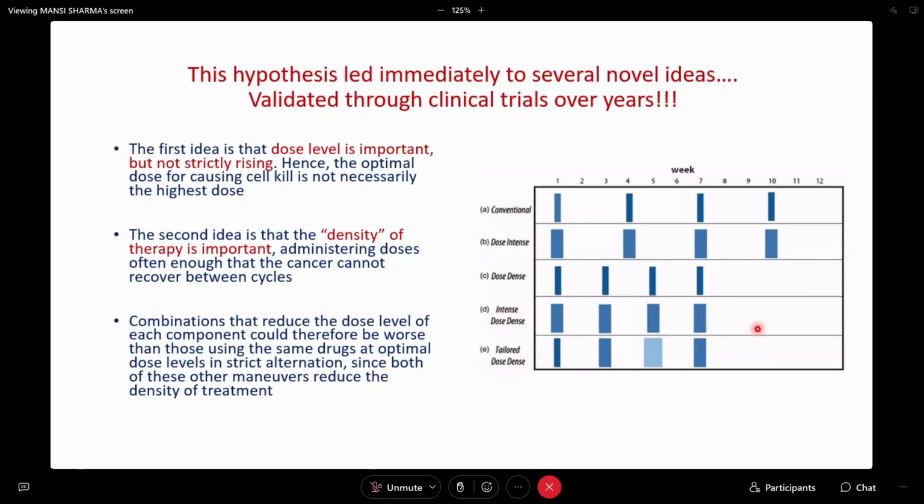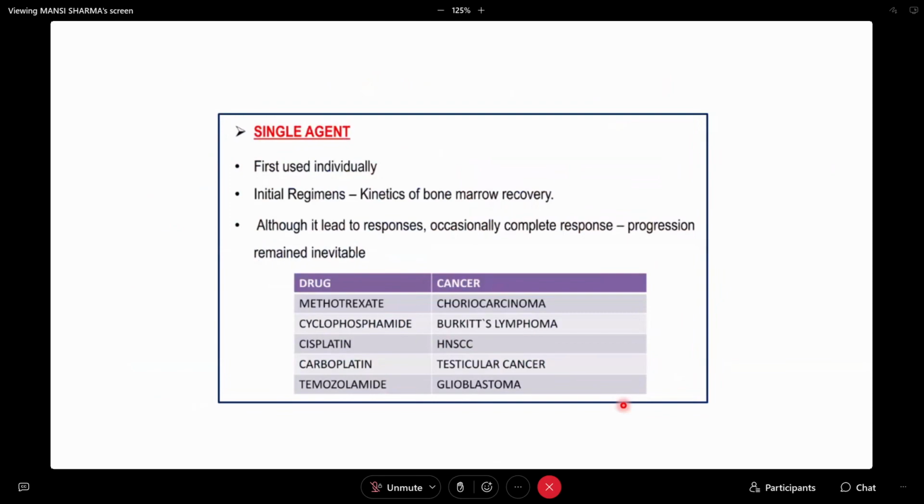Intense dose dense regimens were also studied. There was a trial called the PANTHER trial in breast cancer. However, it did not really take. And a tailored dose dense regimen, where you give it according to the patient's toxicity, like a dose adjusted EPOCH, which technically doesn't need to come into this, but something similar to that, right? In treating lymphomas. So as we remember the history of chemotherapy slide that I showed earlier, we first started off with single agent drugs.